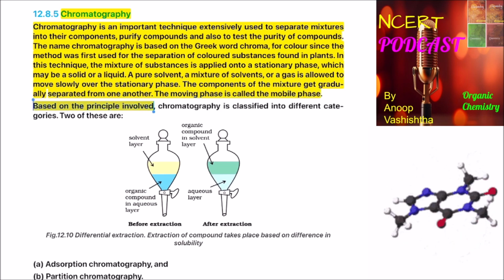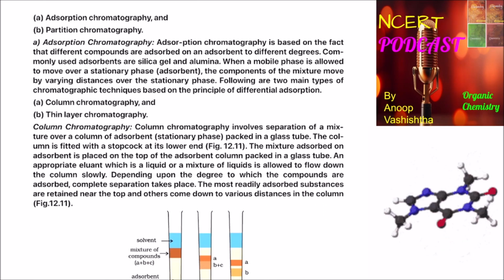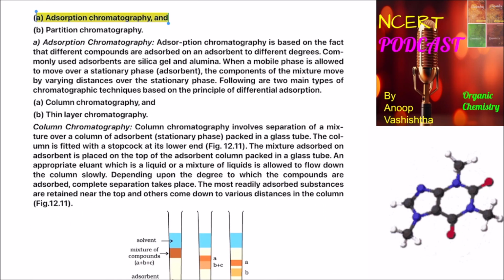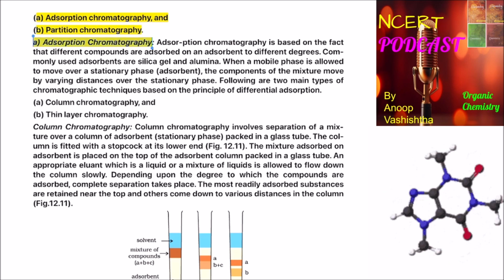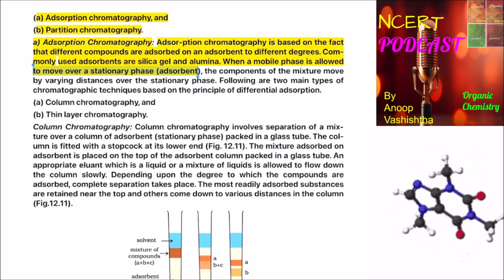Based on the principle involved, chromatography is classified into different categories. Two of these are A. Adsorption chromatography and B. Partition chromatography. A. Adsorption chromatography. Adsorption chromatography is based on the fact that different compounds are adsorbed on an adsorbent to different degrees. Commonly used adsorbents are silica gel and alumina. When a mobile phase is allowed to move over a stationary phase adsorbent, the components of the mixture move by varying distances over the stationary phase.